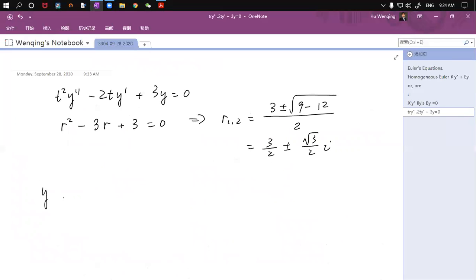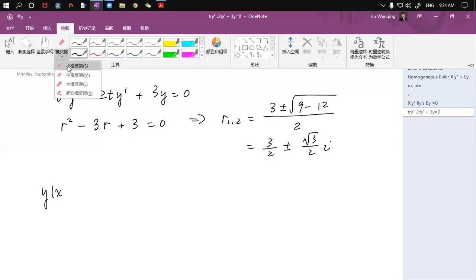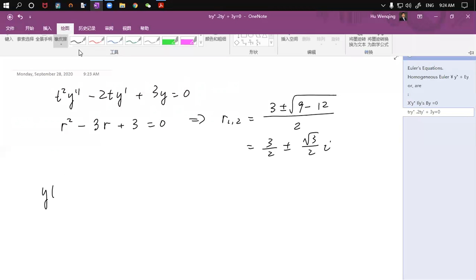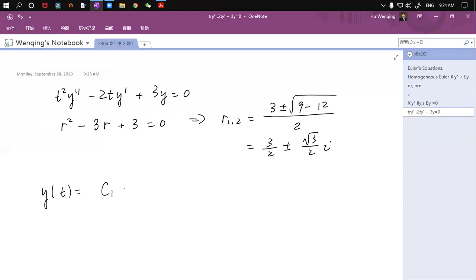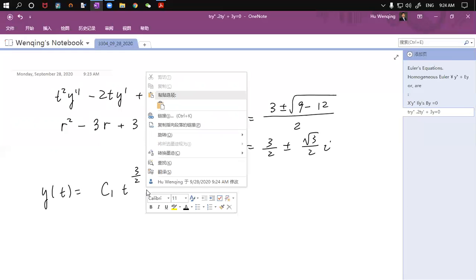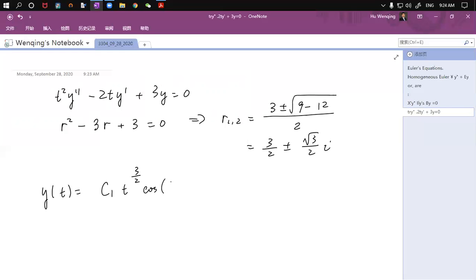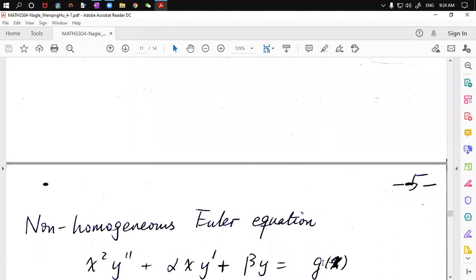If you are very familiar with this, you don't have to work with lambda and mu. You can just write the solution for y of t immediately. y of t is c1 t to the power 3 over 2, so t to the power lambda, times cosine of mu, which is square root of 3 over 2, logarithm of t, plus c2 t to the power of 3 over 2 times sine of square root of 3 over 2 ln of t. That's the way you find your solutions.